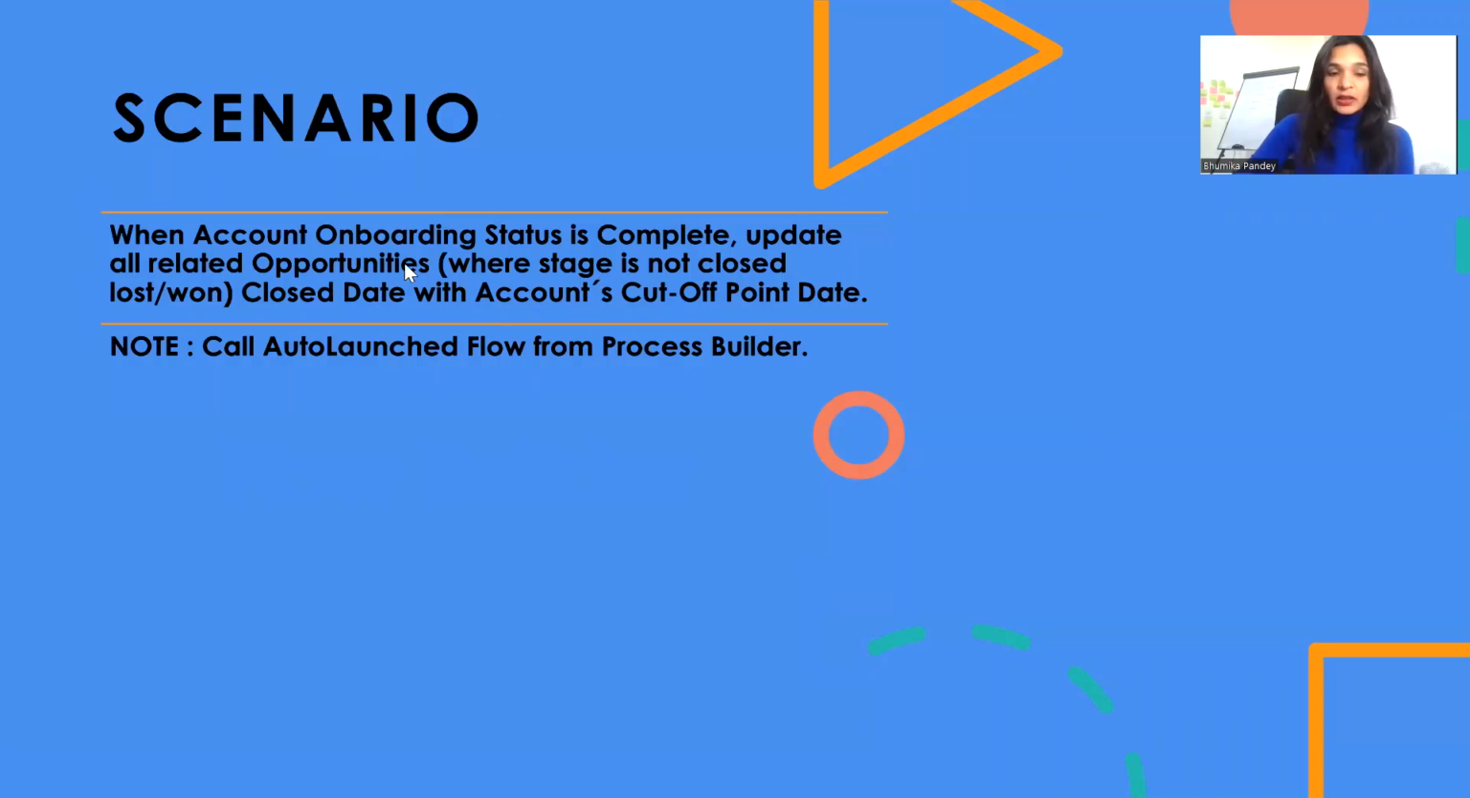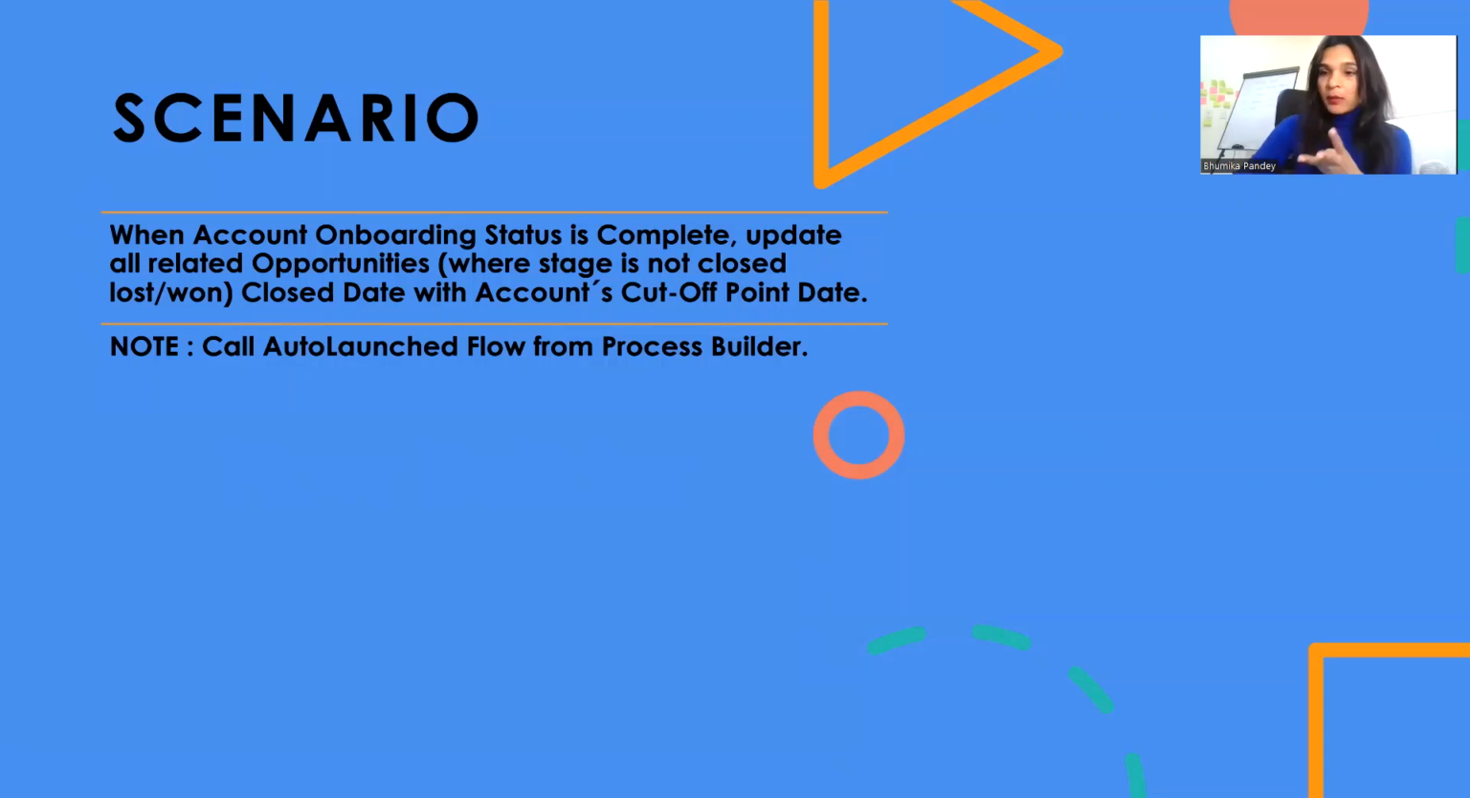All right. So the scenario is that whenever the onboarding status field of account is complete, it's a pick list field. Whenever this pick list field has a value of complete, then we have to get all the opportunity records of that particular account, and check whether the stage is not closed lost and closed won, right? And if the opportunity stage is not closed lost and closed won, then we have to update the opportunity close date with the account's cutoff point date, right?